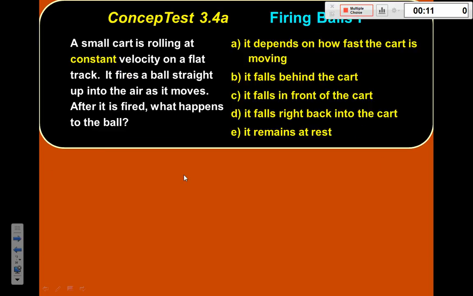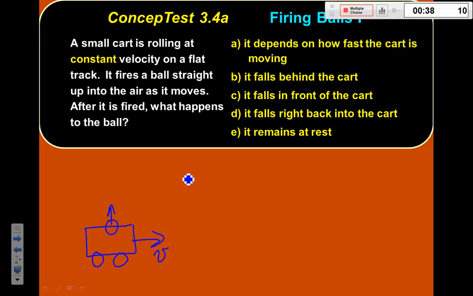A small cart is rolling at constant velocity on a fast track. It fires a ball straight up into the air as it moves. After it is fired, what happens to the ball? So what happens here is we have this cart, on a track, traveling in this direction. And then we have a ball that's fired straight up. And so what I want to know is, what happens to the ball after it's fired?